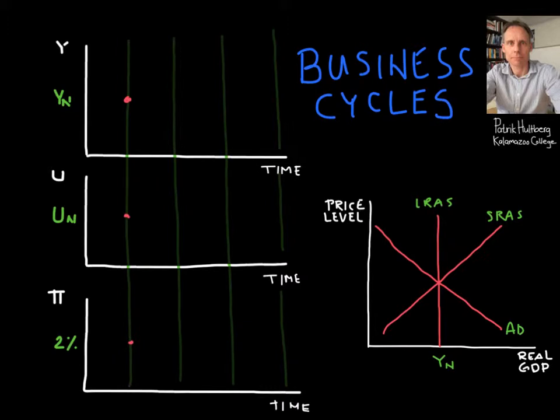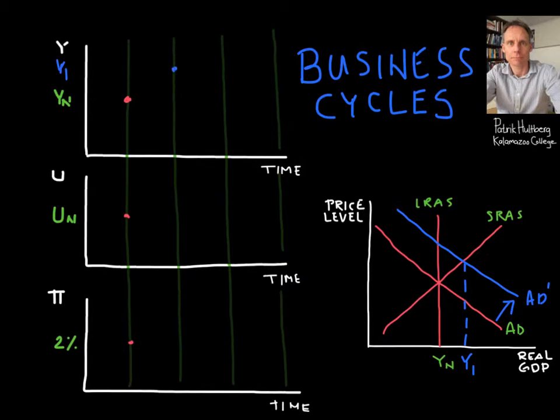Suppose that consumer spending suddenly increases unexpectedly. An increase in consumer spending will shift out our aggregate demand curve. As you see, this increase in aggregate demand will lead to a new short-run equilibrium where real GDP is higher than it was before. This real GDP at this time period can be plotted over here at this new time period at this point.